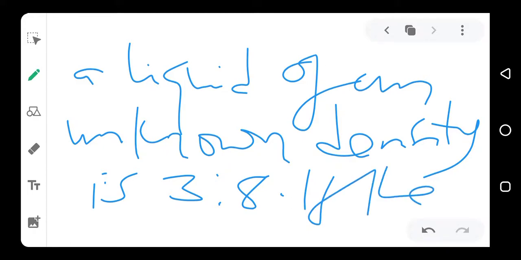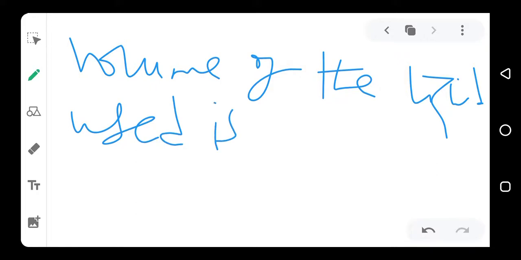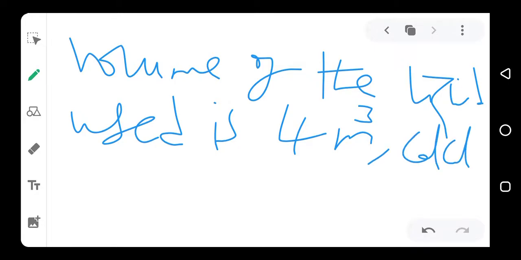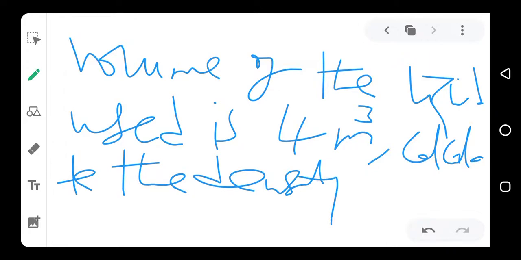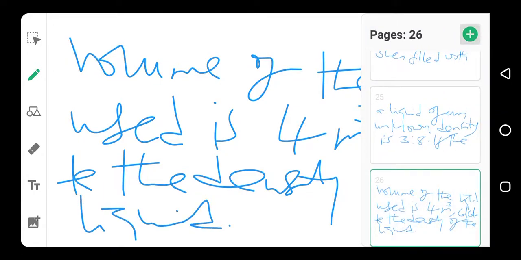If the volume of the liquid used is 4 meter cube, calculate the density of the liquid. Now, the solution.